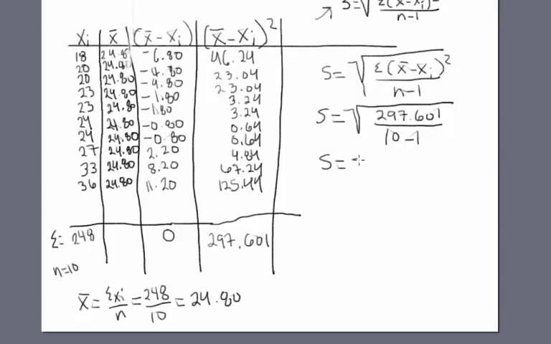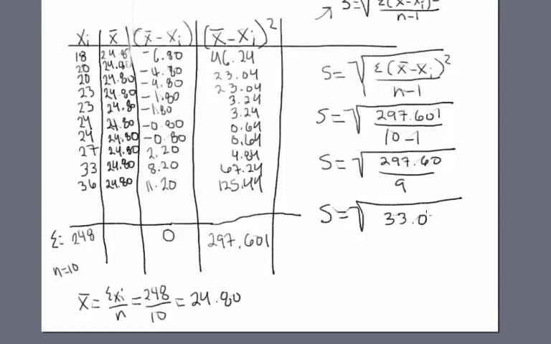We'll keep showing our work each and every step. So that's 297.601 divided by 9. We keep going. Remember, don't forget your square root sign. You'll end up with 33.06, and the square root of 33.06 is 5.75. And as always, we circle our final answer carried out 2 decimal places. So the sample standard deviation of this set of scores is 5.75.